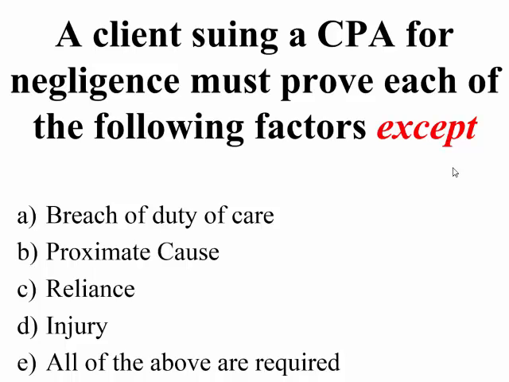A client suing a CPA for negligence must prove each of the following factors except which. And these all look like things that we just went over. And so we have to go back and say, okay, well, which one are they talking about? They're talking about negligence. And we said for ordinary negligence, they need to prove duty, breach of duty, proximate cause, and injury. The one that we see that's listed there that was not in that list is reliance. So some people are like, well, wait a minute, isn't proximate cause the same as reliance? And they are not the same. Proximate cause is saying that the proximate cause of the injury was the negligence, and that's different.